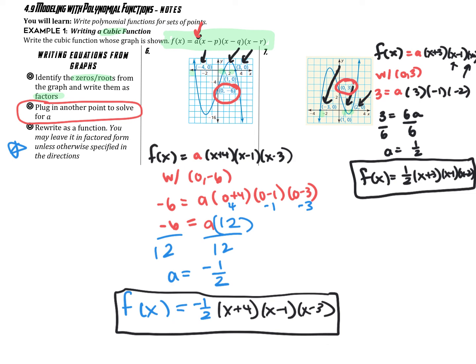Lastly, we talked about writing a polynomial function given a graph, and we looked specifically at cubics, and we wrote them in intercept form. So we found the zeros and wrote those as factors. We plugged in another point to find a, and then we rewrote our function in factored form. And that's really all that we covered in this video.